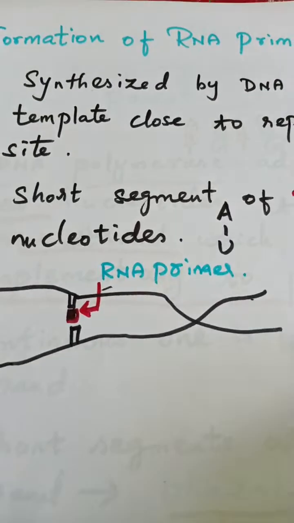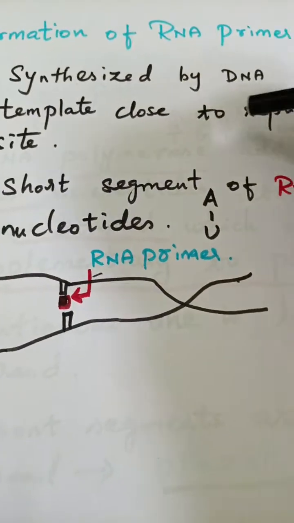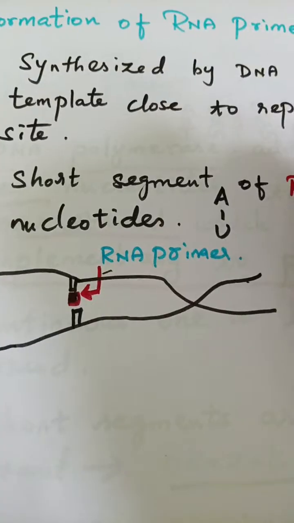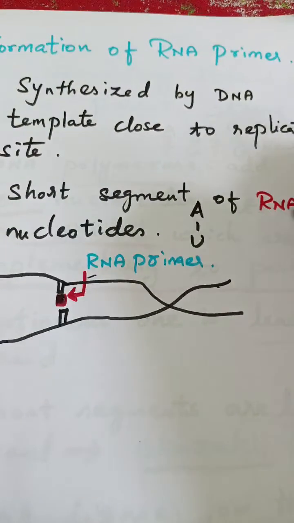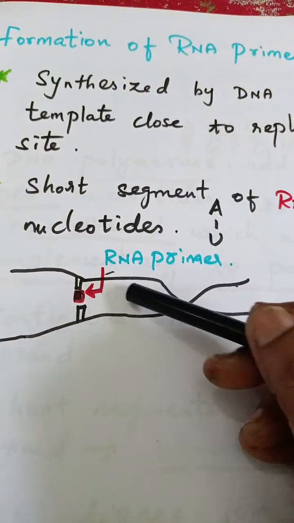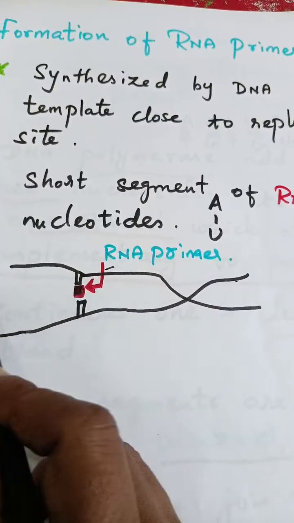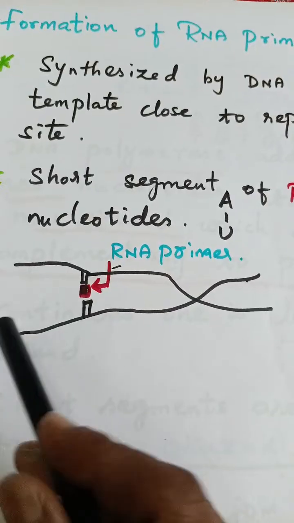And the next is the formation of the RNA primer. I told you that DNA itself will produce an RNA primer near the replication site, and then this short segment of RNA nucleotide, that is the RNA primer, will be formed at the replication site. From there the replication, the exact new copies of the DNA molecule, will be produced.